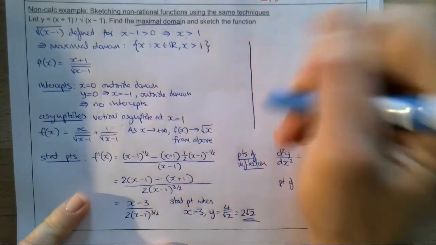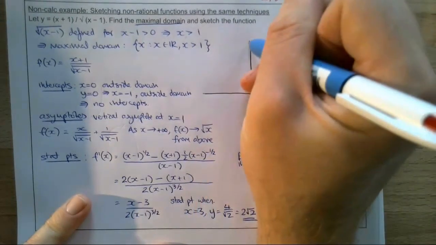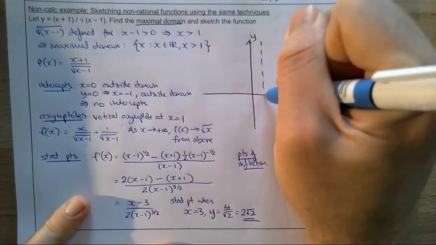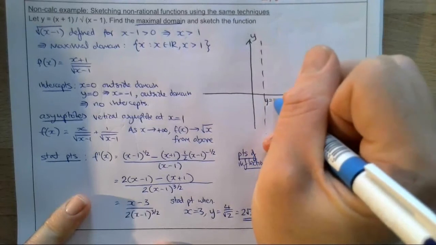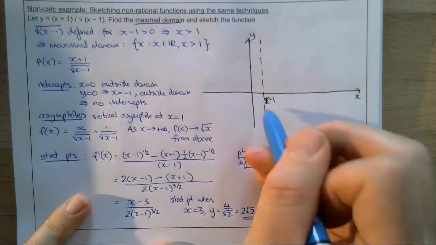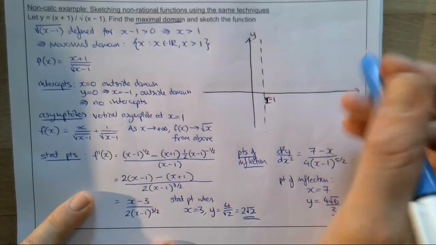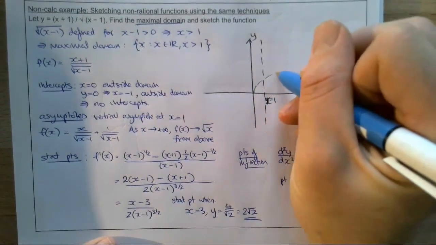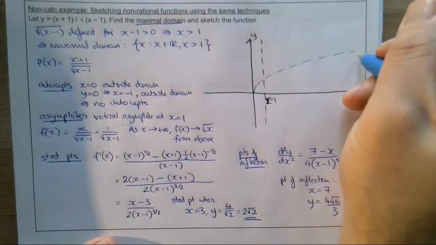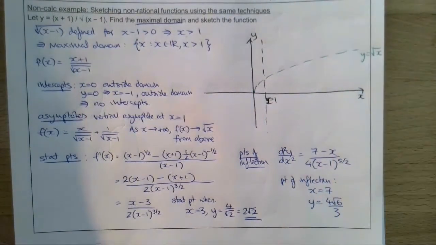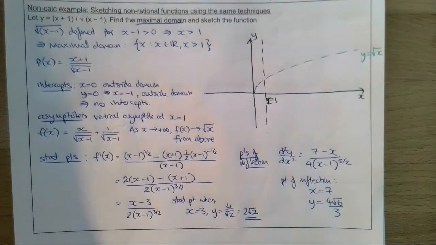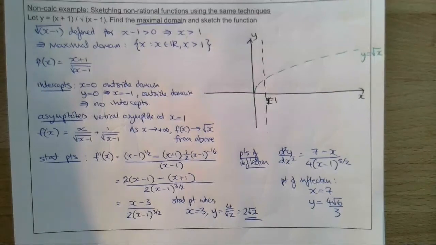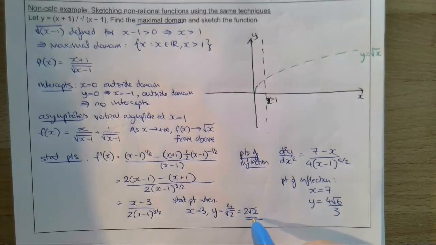So what does this look like? Well, we have our function. We knew we were only defined for x greater than 1. So we're only looking over here. And we know we have this non-vertical asymptote of y equals root x, which we know the shape of. And we know we're going to tend towards that from above. And then we know we also have a stationary point at 3, 2 root 2.